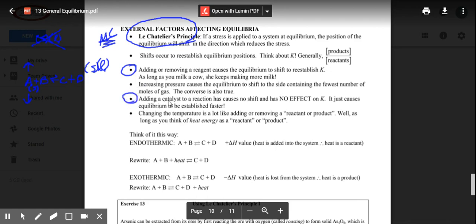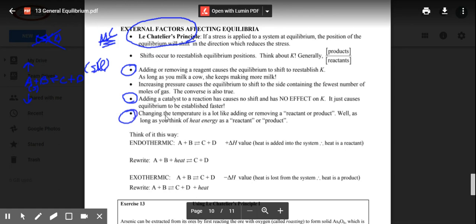If I add a catalyst, all right, there is no effect on K. It just makes my equilibrium happen faster. Remember, a catalyst, the only thing that it alters is activation energy. So it lowers activation energy. It does not change anything else. So adding a catalyst will have no effect. Also, inert gases, INERT, fall in this category. So inert gases will have no effect as well.